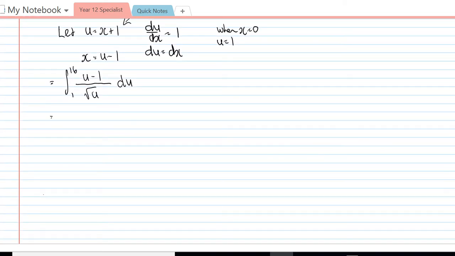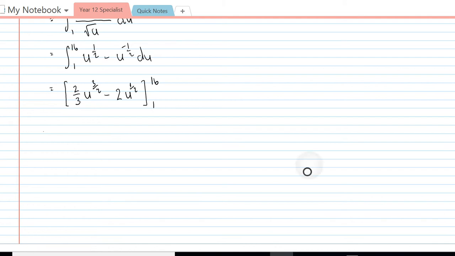I'm just going to firstly write this just by dividing each of the terms in the numerator by the denominator. I should get u to the power of half minus u to the power of negative half. There's still du there. So now I need to anti-differentiate this. And so that's going to give, now u to the half becomes u to the 3 on 2 divided by 3 on 2, which should give 2/3 u to the 3 on 2 minus, and u to the negative half becomes u to the positive half divided by positive half, which means it becomes 2u to the positive half. And that's between 1 and 16.